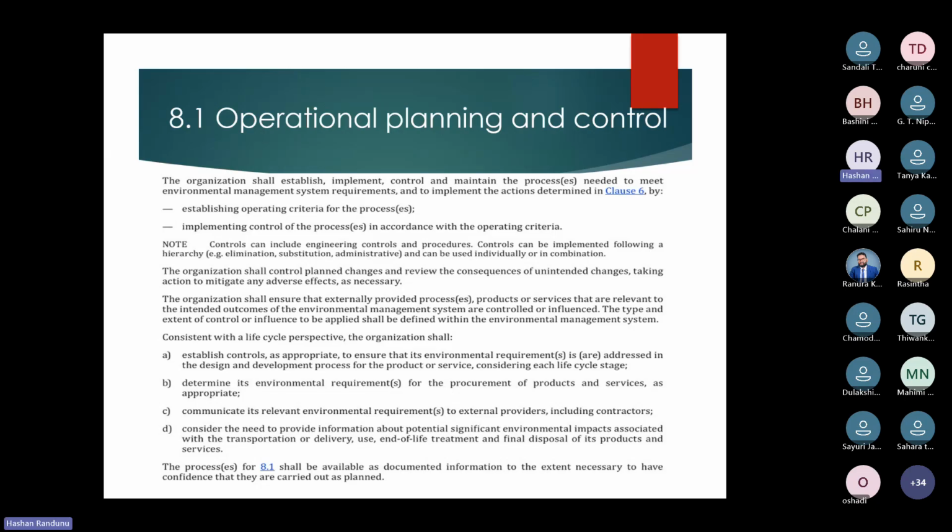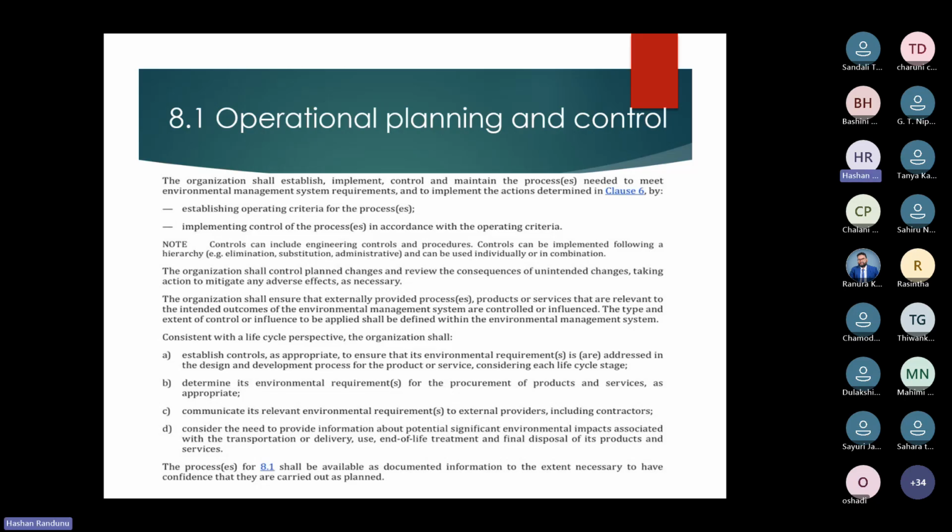And the standard says, consistent with the life cycle perspective, the organization shall establish controls as appropriate to ensure that its environmental requirements are addressed in the design and development process for products or services, considering each life cycle stage, right? Think you use recyclable materials for your packaging materials, right? Then already you have a certain level of control through the life cycle. Why? Once a consumer consumes the product, he or she definitely will get rid of the packing material. If that packing material can be recycled, then the impact on the environment is definitely less, right?